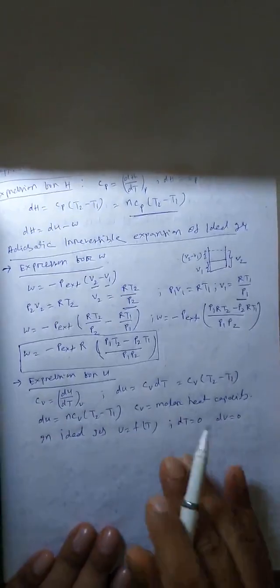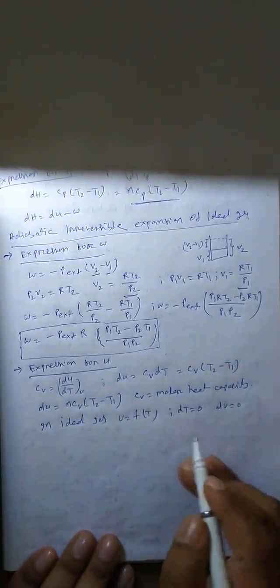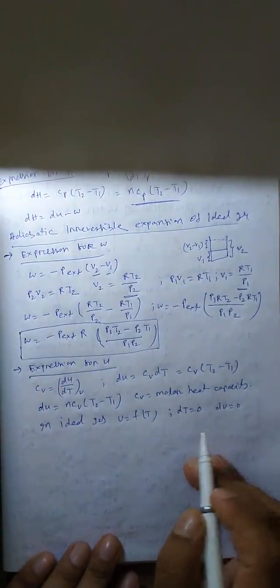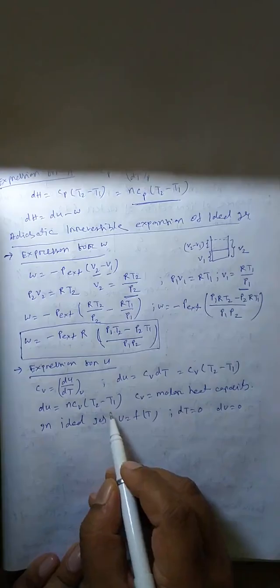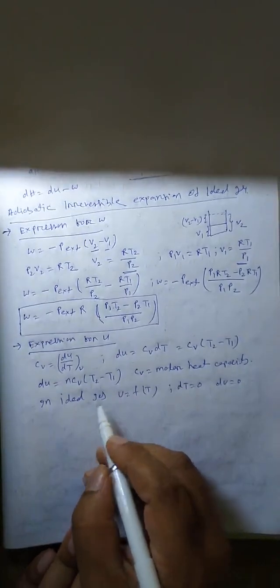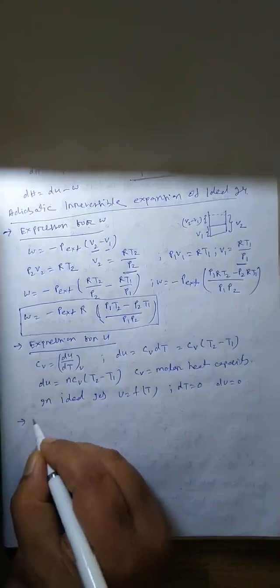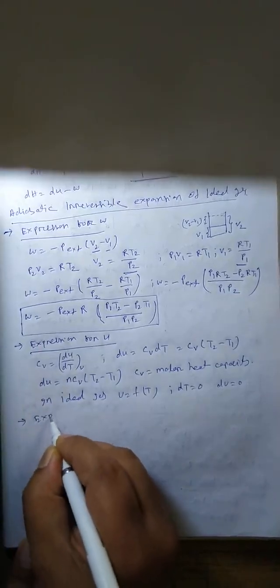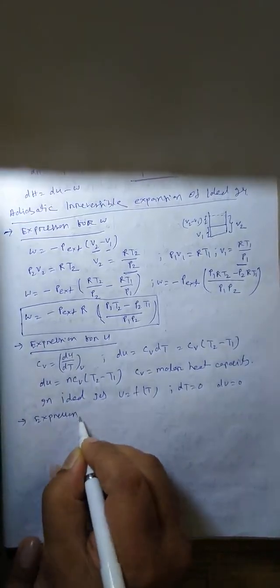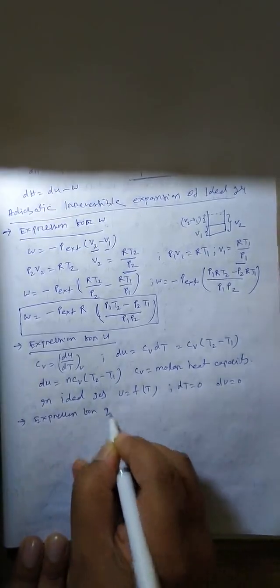Okay, you see what value is given to you, and in that way you have to proceed. So dU is equal to nCv (T2 minus T1). In this way you can derive dU. Then the expression for Q.